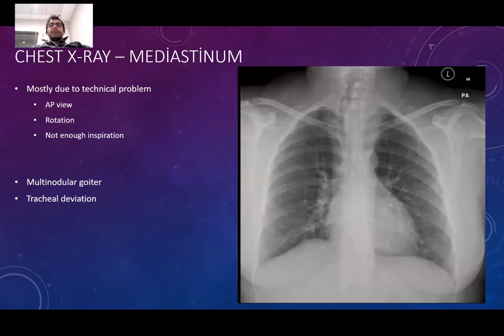And I'm seeing some big deviation of the trachea. This is due to a multinodular goiter, for example. The thyroid is going to the retrosternal area and pushing the trachea this time.